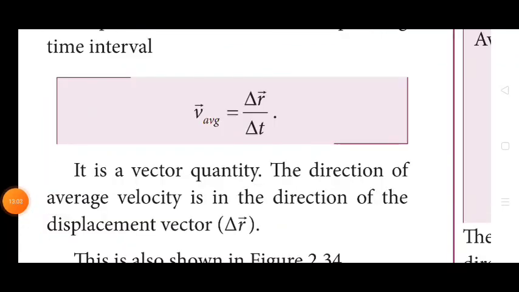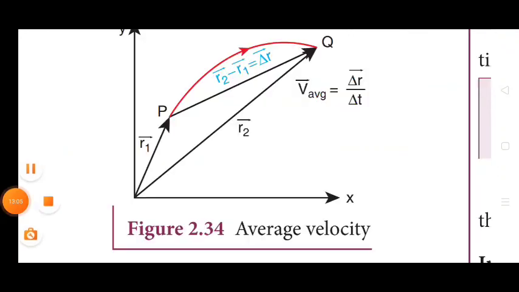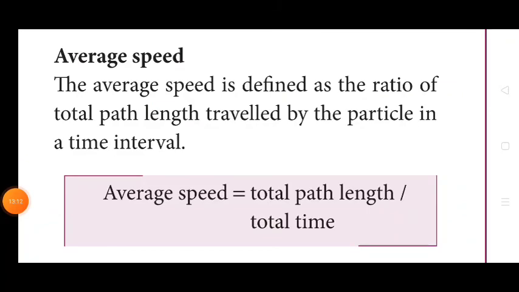So average speed. The average speed is defined as the ratio of total path length travelled by the particle in a time interval. The average speed is equal to total path length by total time.